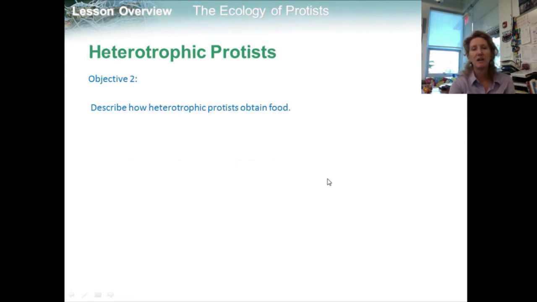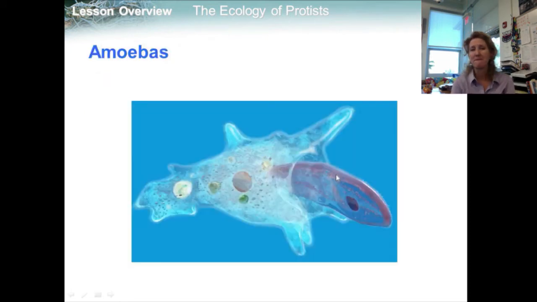Objective 2 is to describe how heterotrophic protists obtain food. Amoebas can capture and digest their food by surrounding a cell or particle and then taking it inside themselves to form a food vacuole. This is an excellent picture here, by the way. A food vacuole is a small cavity in the cytoplasm that temporarily stores food. Once inside the cell, the material is digested and the nutrients are passed along to the rest of the cell. Indigestible waste materials remain inside the vacuole until the vacuole releases them outside the cell.